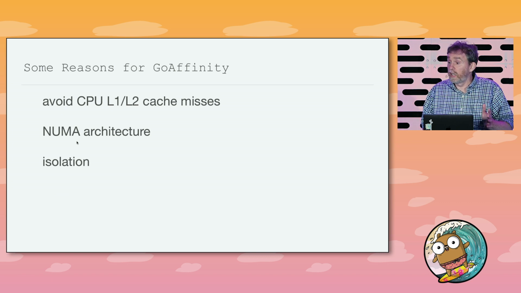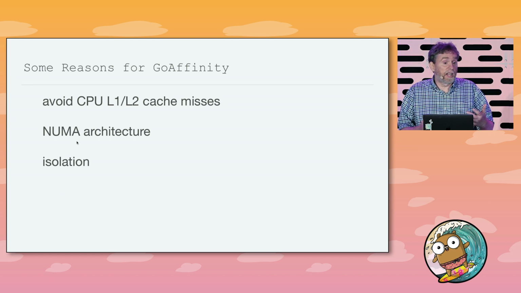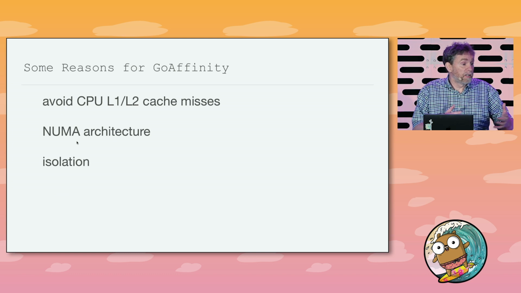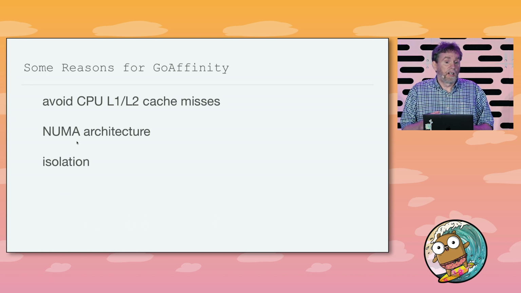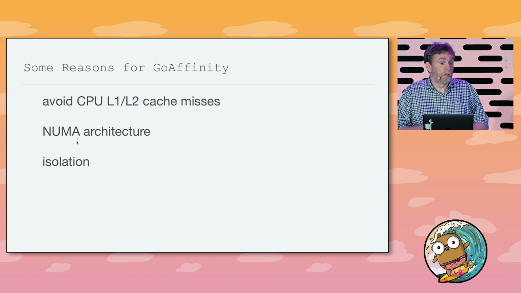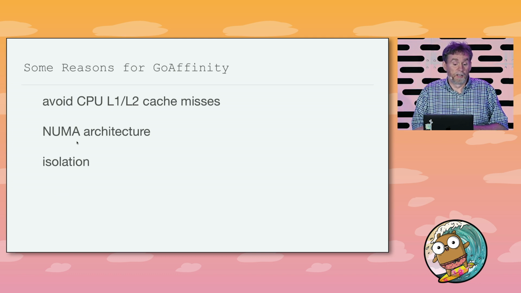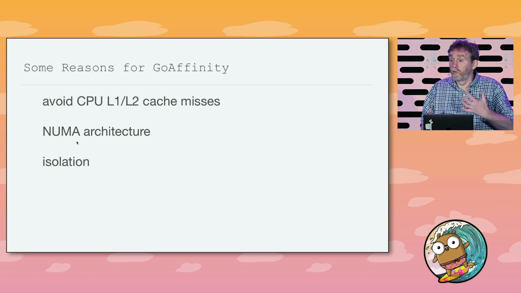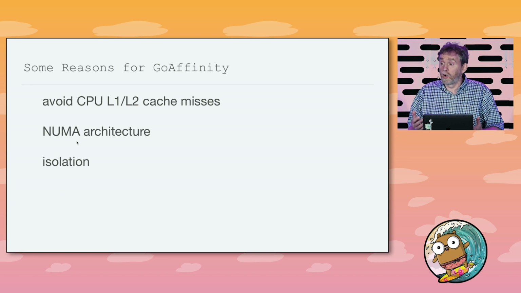Similarly and relatedly, the NUMA architectures have some cores more closely connected to each other in a certain sense than others, and it takes longer to move stuff from cores that are in different NUMA groups than ones that are together. And a third sort of reason to think Go Affinity would be a good thing, we could think of as isolation. What is that?